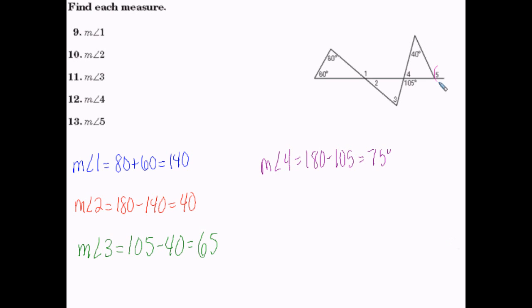And then angle 5 is angle 4 plus angle 40. So angle 4 was 75. So angle 5 is equal to 75 plus 40. So that's 115.